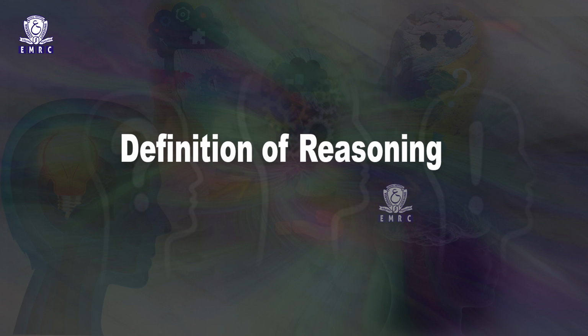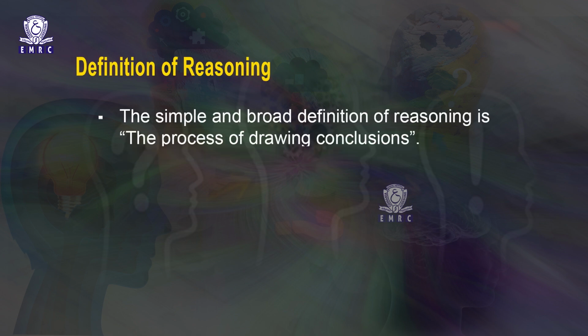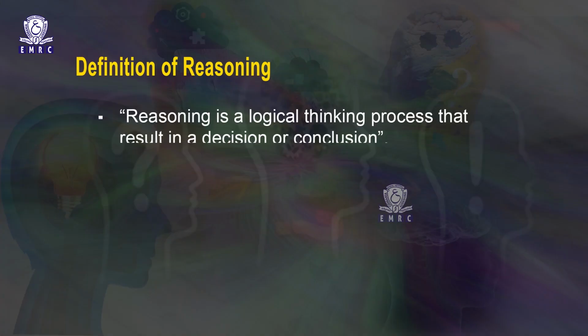So before getting to know about the different types of reasoning and the logical statements of reasoning, let's first try to understand the definition of reasoning. The simple and broad definition of reasoning is the process of drawing conclusions, which means reasoning helps us to draw conclusions with the information available to us. And according to Northrop, reasoning is a logical thinking process that results in a decision or conclusion.